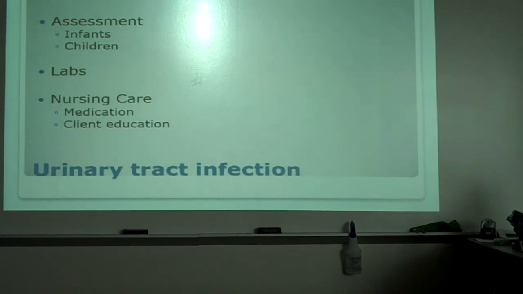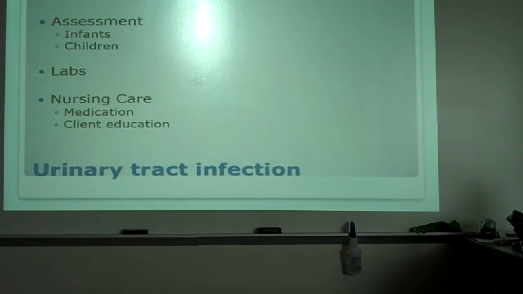So if you look in your ATI, you'll see how to educate. It's page 255. So some things I want to point out is wipe front to back. So we tell our female patients, wipe from the front to the back. Don't wipe from the rectal area towards the vaginal and urinary area. We want you to wipe from the front to the back. Another thing is wear cotton underwear instead of nylon underwear.